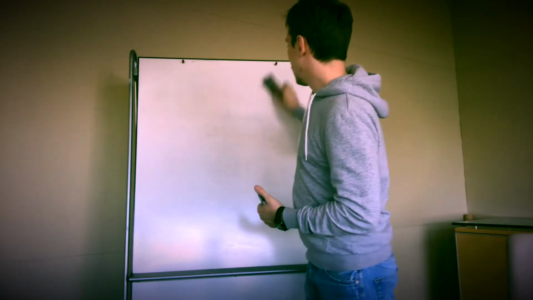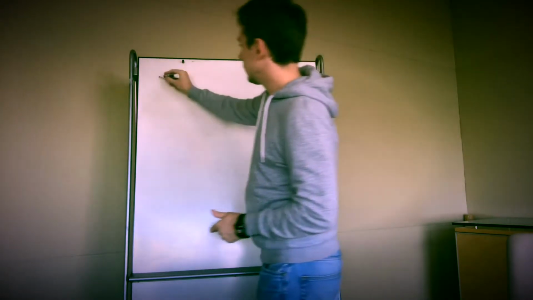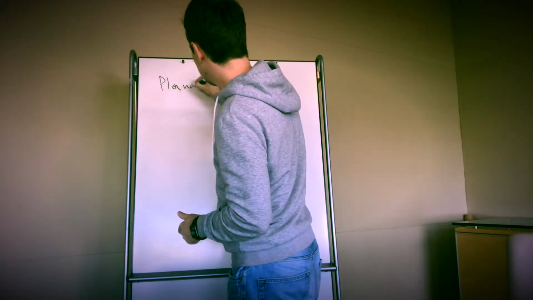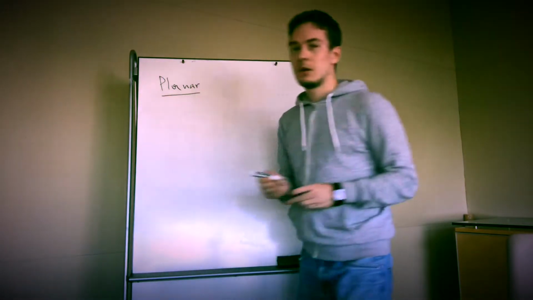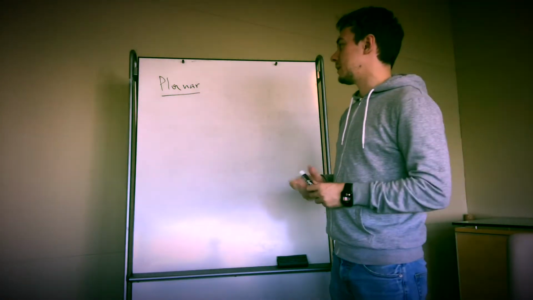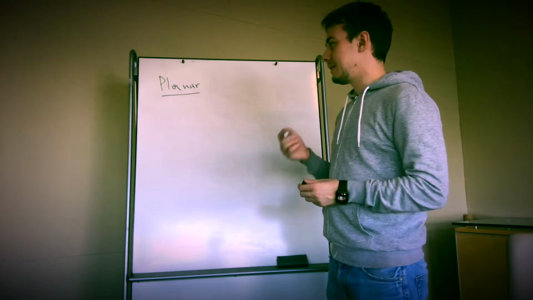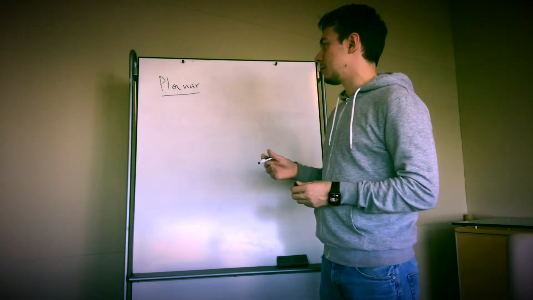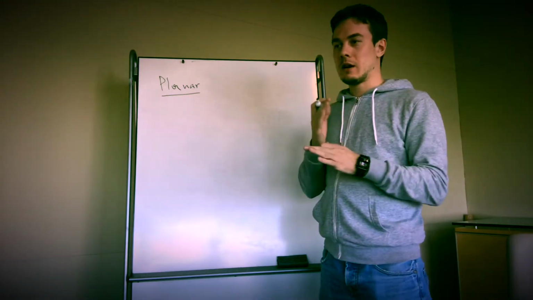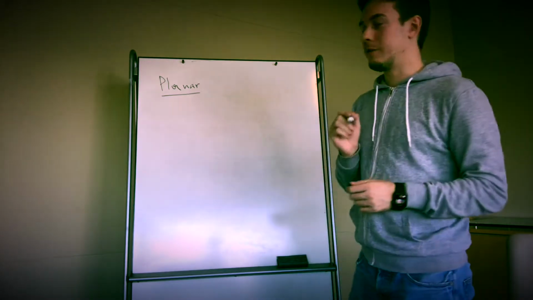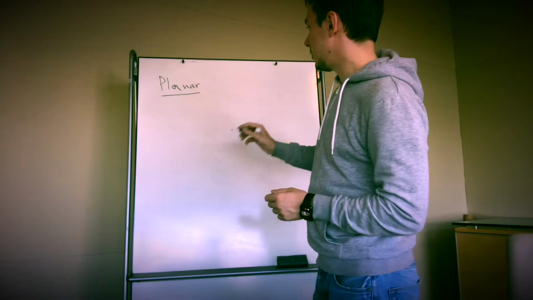Okay, so what is a planar graph? A planar graph is a graph that can be drawn so that its edges will not have common points except vertices. Let me show you some examples.